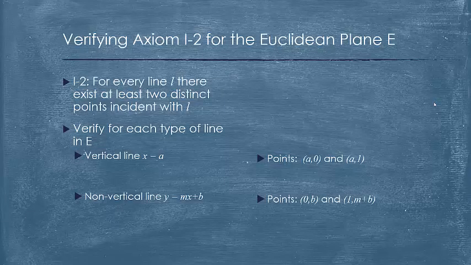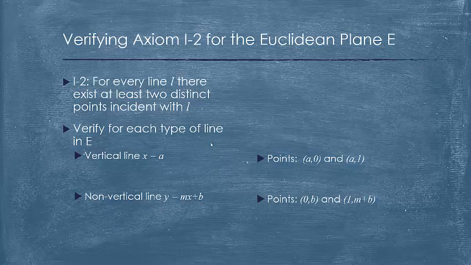In the real Euclidean plane, points are interpreted as ordered pairs of real numbers, and lines are interpreted as sets of points which are solutions to linear equations. The linear equations come in two types. Equations of the form x equals a, we say they describe vertical lines, and equations of the form y equals mx plus b describe non-vertical lines.